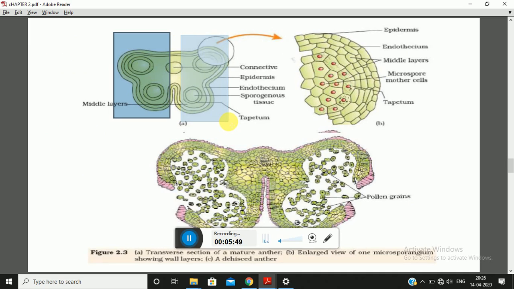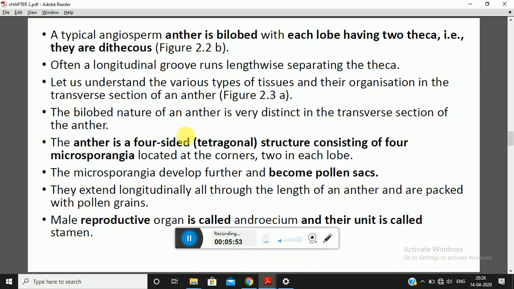So there are two different lobes and each lobe has two microsporangia, or as we have gone through earlier, each lobe has two theca, that is, they are dithecous. The microsporangia further develop and become the pollen sacs. So within each lobe there will be two pollen sacs. They extend longitudinally throughout the entire length of the anther.